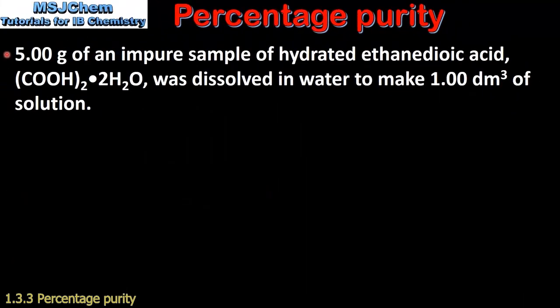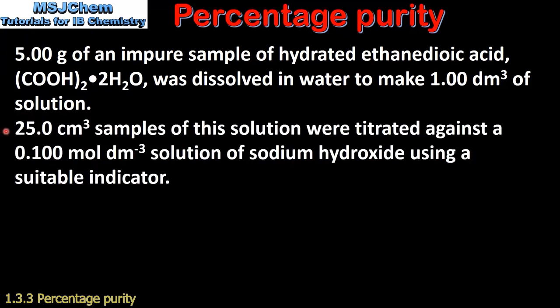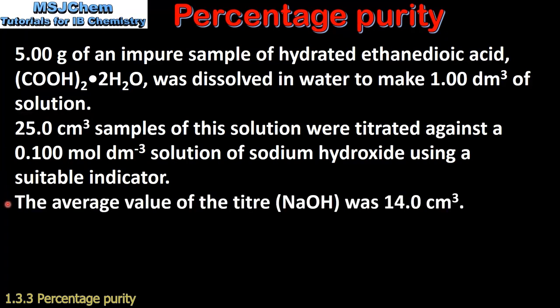Next, we look at some more complicated examples. 5 grams of an impure sample of hydrated ethanedioic acid was dissolved in water to make 1 decimeter cubed of solution. 25 centimeter cubed samples of this solution were titrated against a 0.1 mole per decimeter cubed solution of sodium hydroxide using a suitable indicator. The average volume of the titre, which is sodium hydroxide, was 14 centimeters cubed. Using this information, we'll calculate the percentage purity of the hydrated ethanedioic acid.